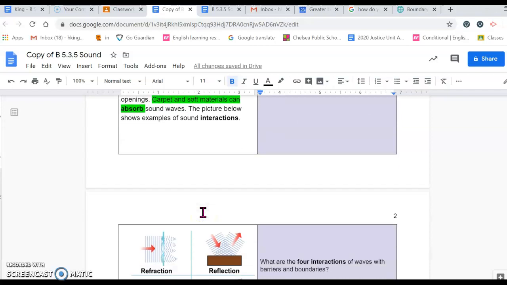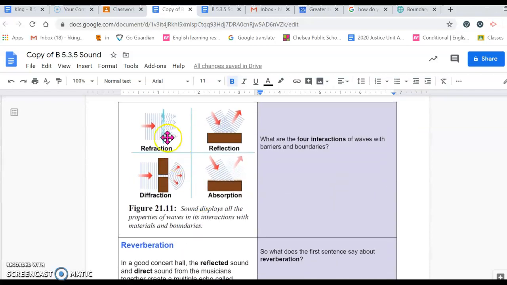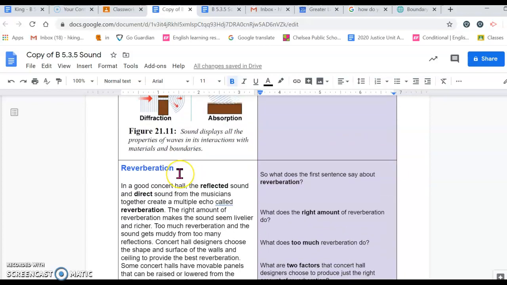All right, scrolling down. We've got 4 pictures here, okay? Make sure you read the italics. Sound displays all the properties of wave in its interactions with materials and boundaries. Oh, there's one of our vocabulary words. All right, what are the 4 interactions of waves with barriers and boundaries? So I put this information into my own words in a list here, okay?